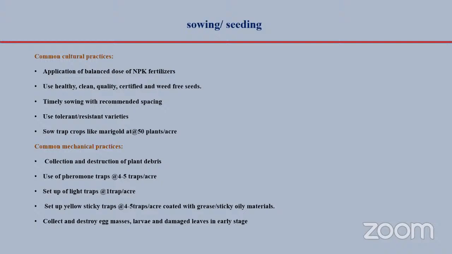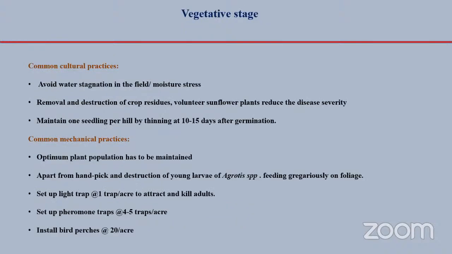Next, you have to collect and destroy the egg masses and larvae, and also you have to collect the damaged portions. During the vegetative stage, the common cultural practices that you have to adopt are: you have to avoid water stagnation in the field, or avoid moisture stress in the soil. And next, you have to remove and destroy the crop residues and volunteer sunflower plants, which will reduce the disease and also pest severities.